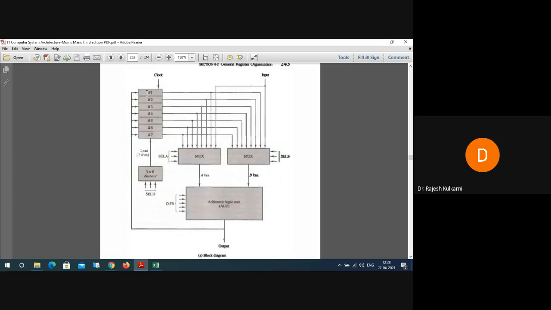The register set consists of R1, R2 till R7 registers. These are general purpose registers. These general purpose registers are high speed registers. They are inside the CPU. They are used to store one word. They are capable of storing one word.